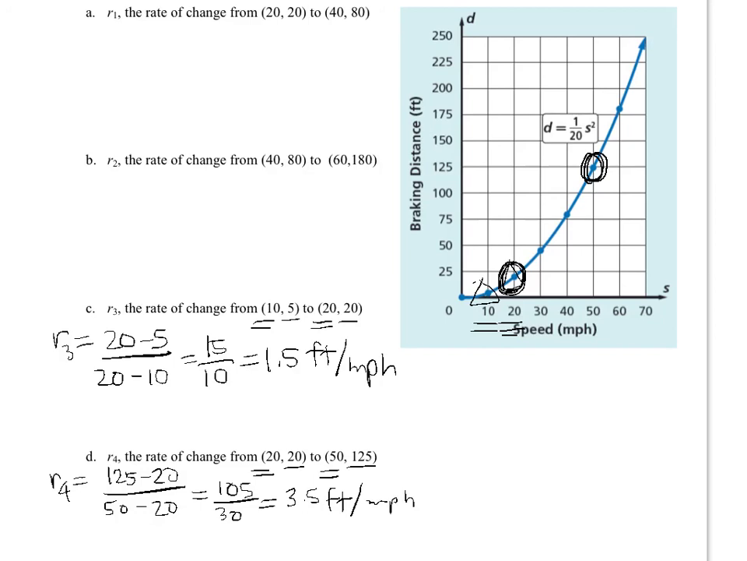So from 20 miles per hour to 50 miles per hour, you need 3.5 feet for every mile per hour in between there, 3.5 feet of braking distance.